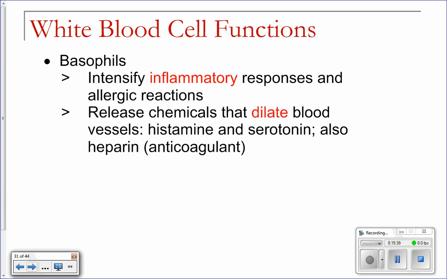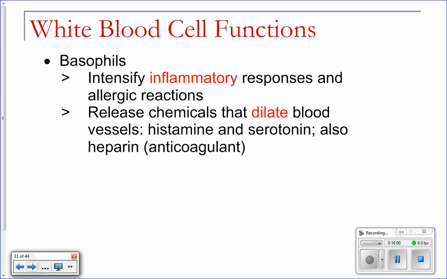Basophils release chemicals that dilate blood vessels, right? Make them bigger, which draws more blood to it. That's the redness, the swelling, the kind of like warmth. That comes from the dilated blood vessels. Some of the chemicals they release are histamine and serotonin and heparin.